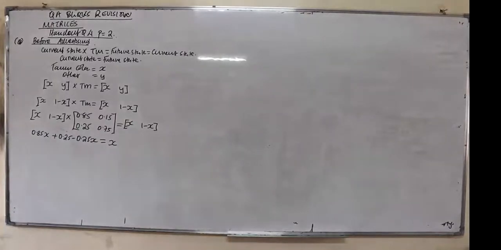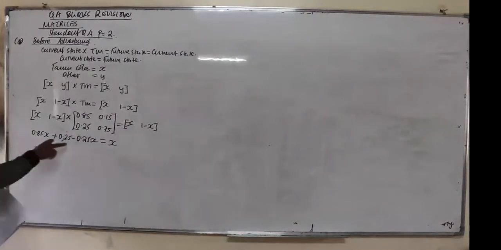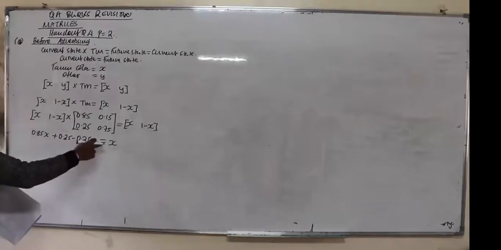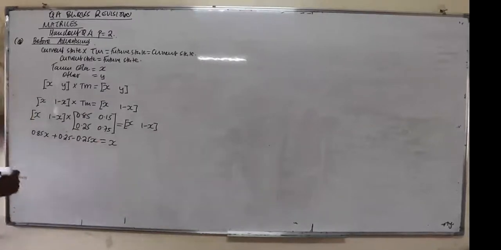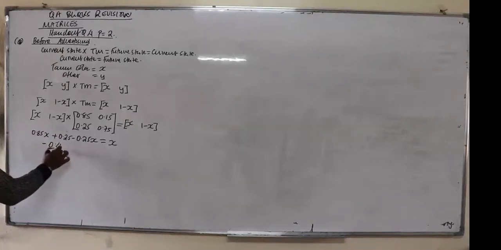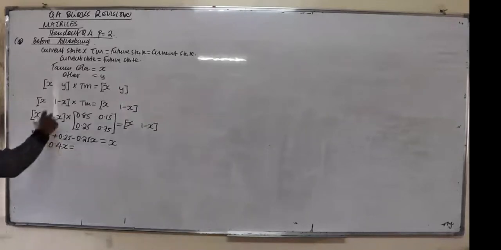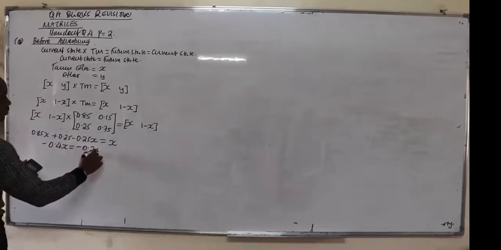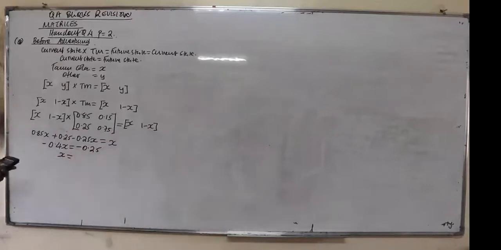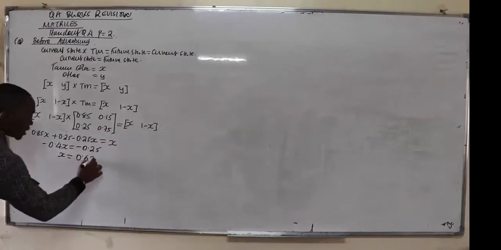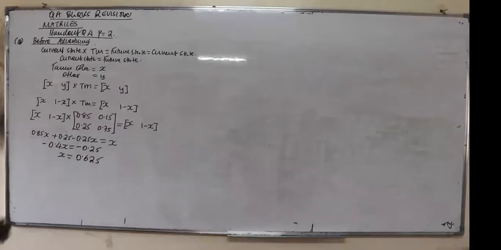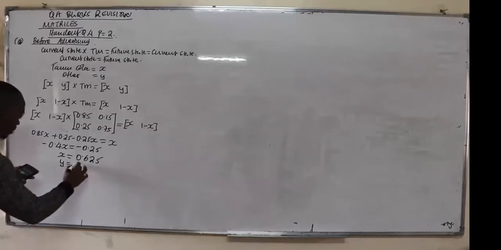So with that, let's bring the right terms together. You take 0.85X minus 0.25X minus 1. If you take this to the other side, what do you get? You get negative 0.4X is equal to negative 0.25. Therefore, can we get X? So X is equivalent to 0.625. Therefore, to get Y, it's 1 minus X. Y will only be controlling 0.375.